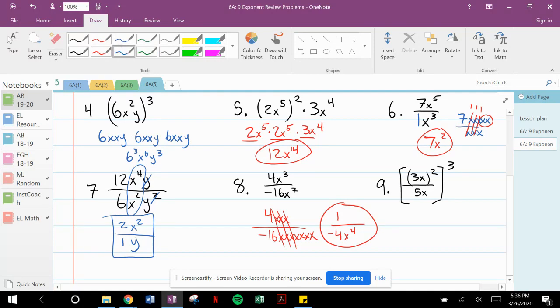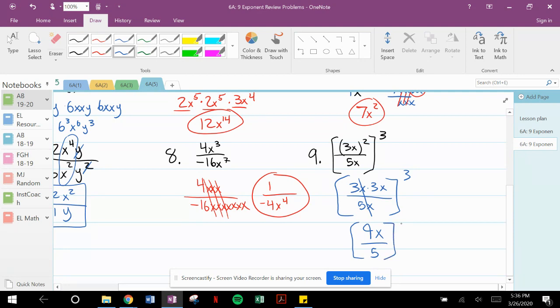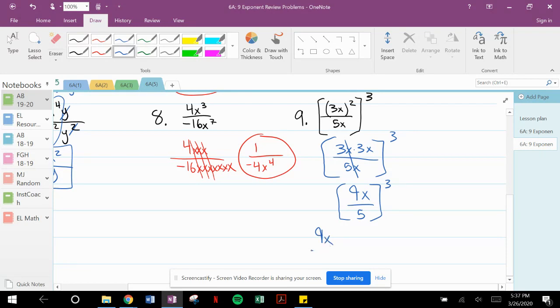Lastly, number 9, this one's a little bit complicated, a little bit of a challenge problem here. Up top, I'm going to see 3x repeated twice, divided by 5x, and then all of this to the 3rd power. So I'm going to deal with what's inside first. 3 times 3 is 9. I can get rid of one of the x's, so I'm going to have 9x over 5. Now all of that is to the 3rd power, which means it's going to get repeated 3 times. So I'm going to see 9x over 5 times 9x over 5 times 9x over 5. All in all, I see 9 to the 3rd x cubed over 5 to the 3rd.